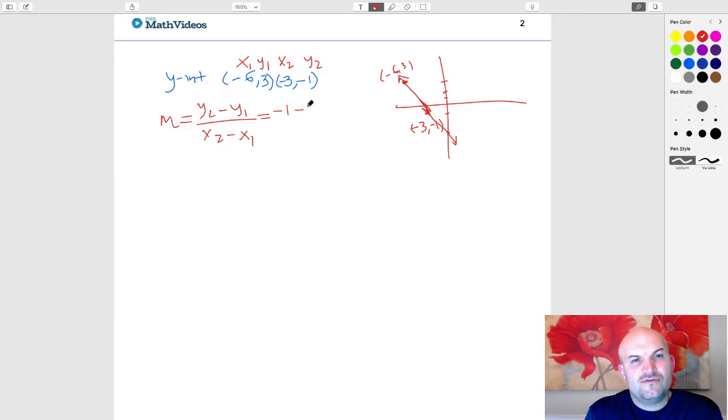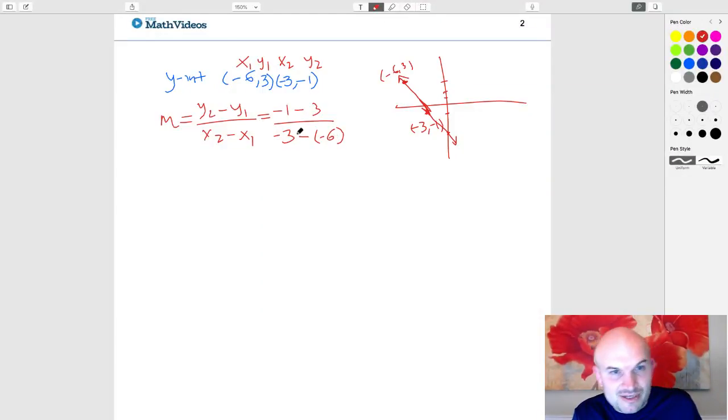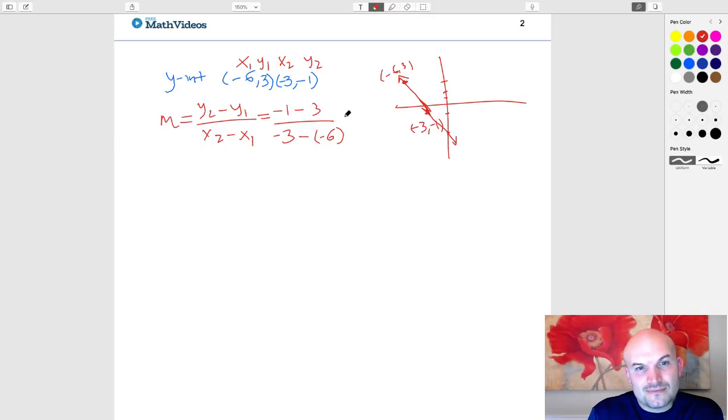And therefore, it's -1 minus 3 over x2, which is -3, minus a -6. Be careful with the negatives. It gets us all the time. So I'm even going to double check to make sure I did that correctly. Okay, yeah. So therefore, -1 minus 3. If you owe me $1 and you borrow $3 more, thank you very much, Mark, you now owe me $4.